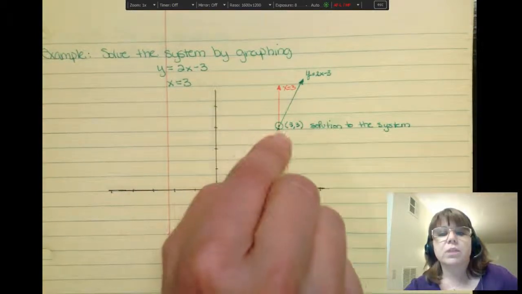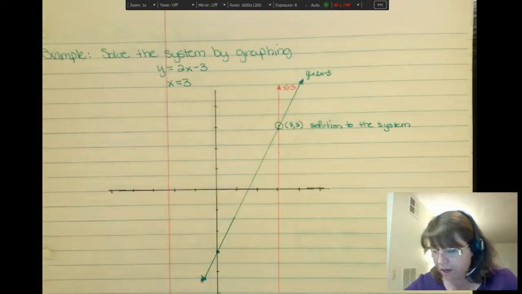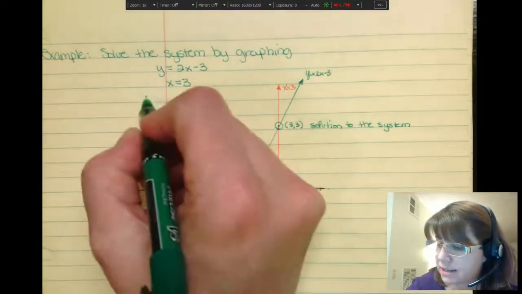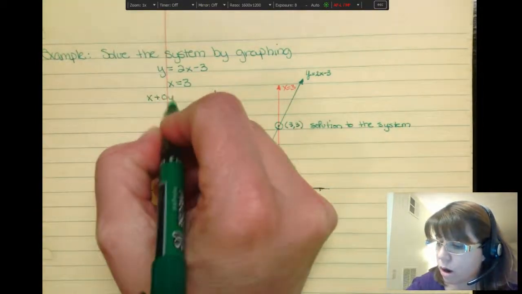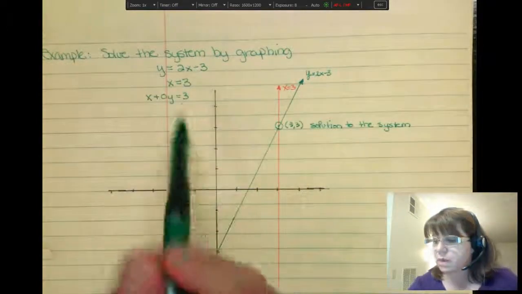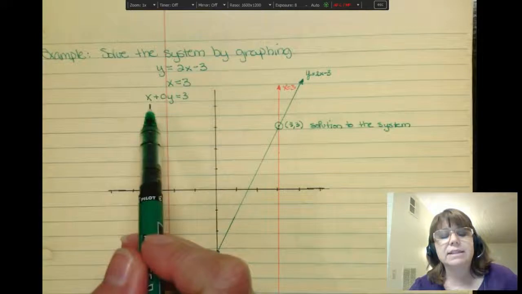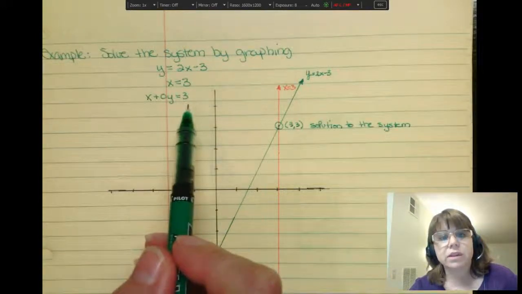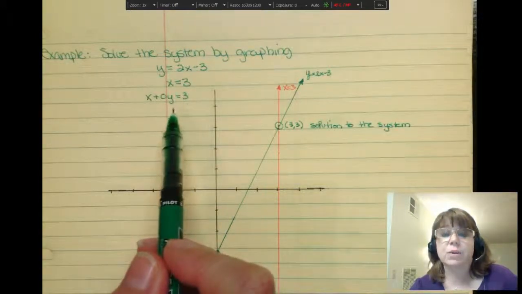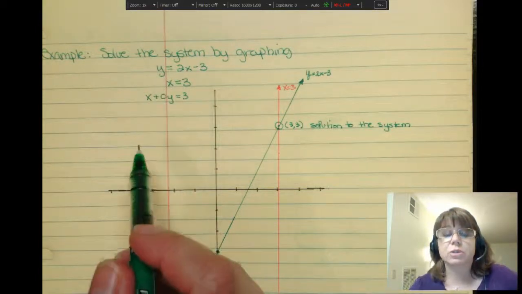And for the vertical line, we can write this equation as x plus 0y equals 3. So it doesn't matter what I plug into y, this is just going to be a 0. So when x is 3, it equals 3. And that's how we know that it is indeed a solution to the system.